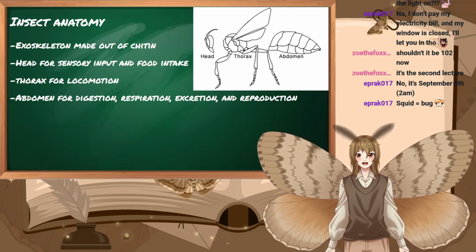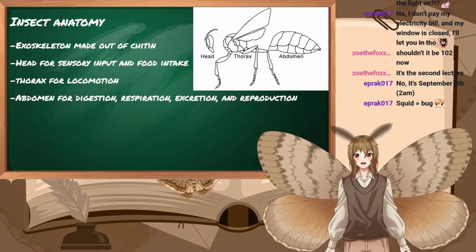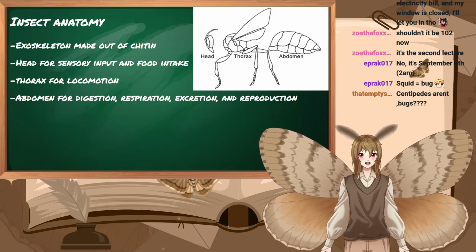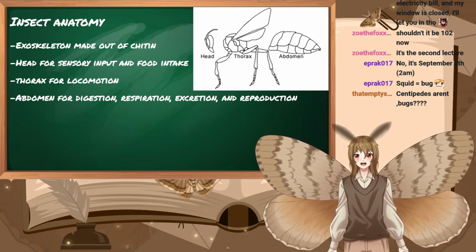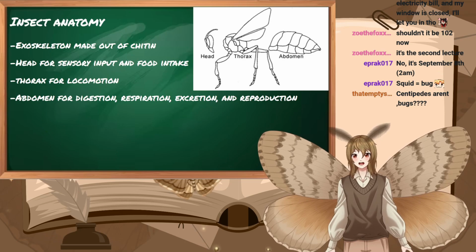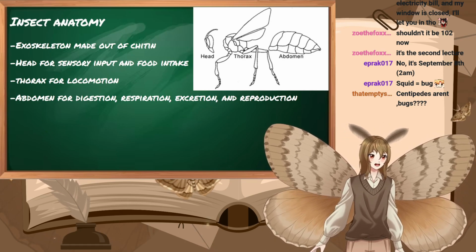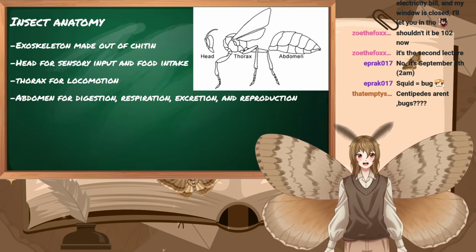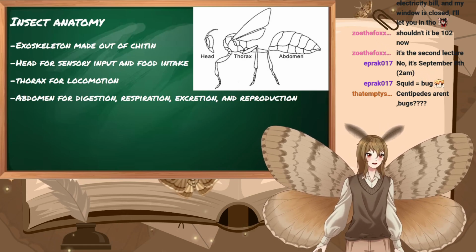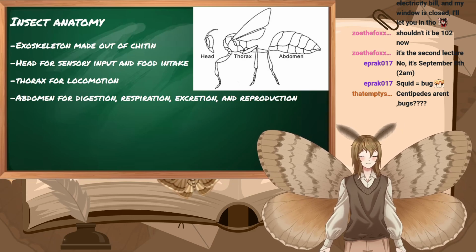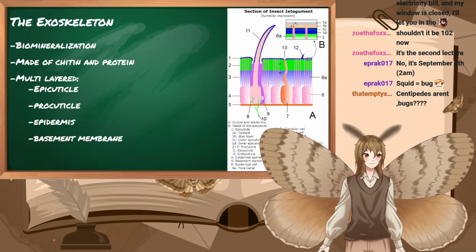Now, the insect anatomy, as we just established, is the exoskeleton that is made out of chitin, the head for sensory input and food intake, the thorax for locomotion, and the abdomen for digestion, respiration, excretion, and reproduction. Centipedes aren't bugs. Not per definition, they aren't even insects. They would be considered myriapods, same with millipedes. They have way too many legs.